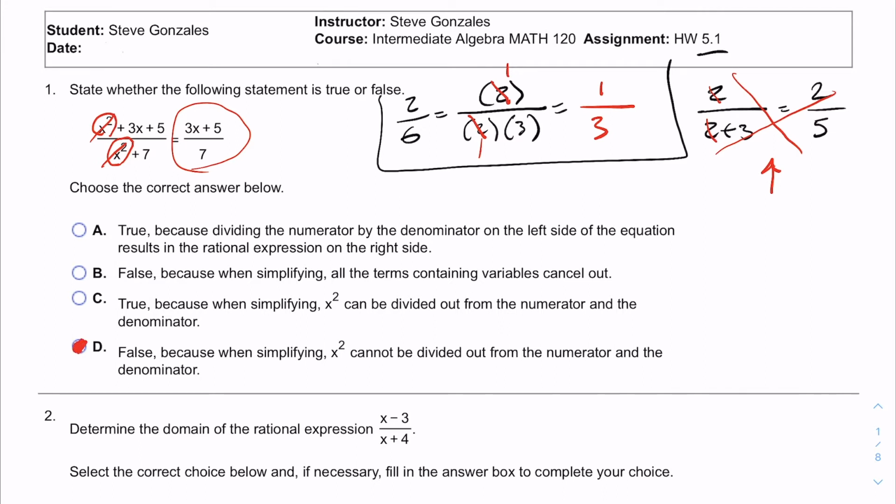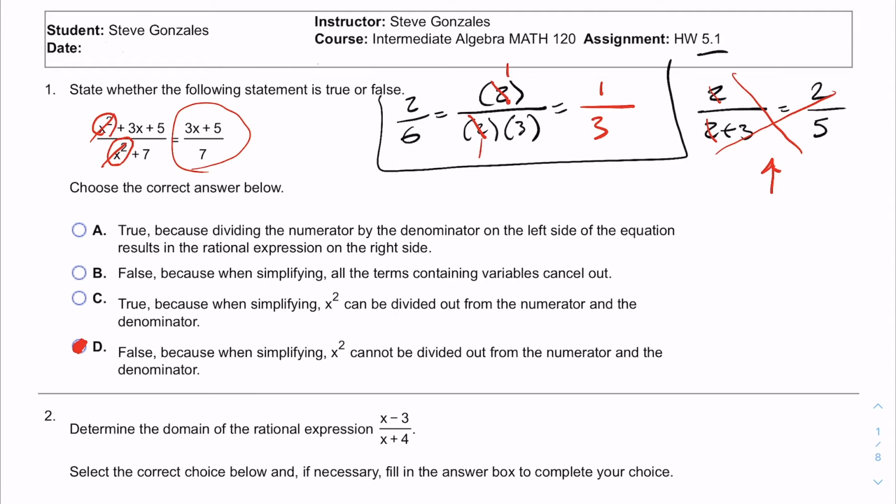And why is it false? False because when simplifying, x squared cannot be divided out from the numerator and the denominator. Meaning you can't factor it out and turn it into a factor and then cancel common factors. Okay, let's move on to the next one.